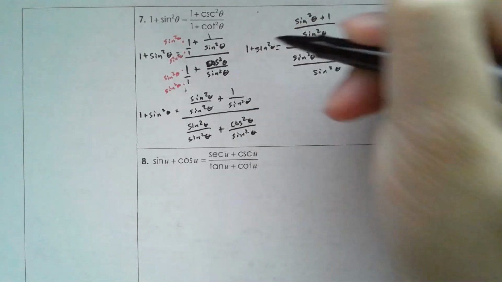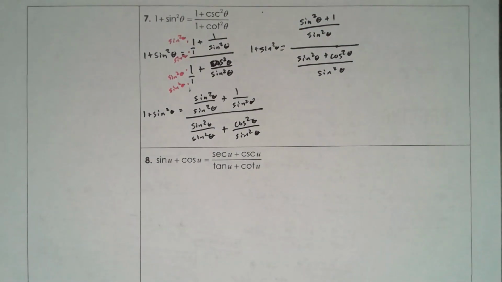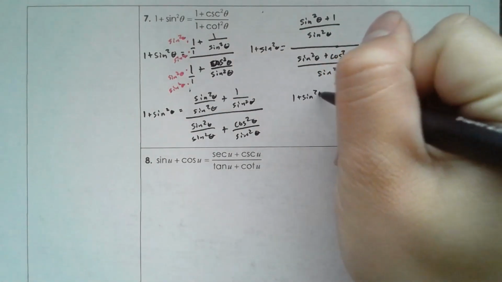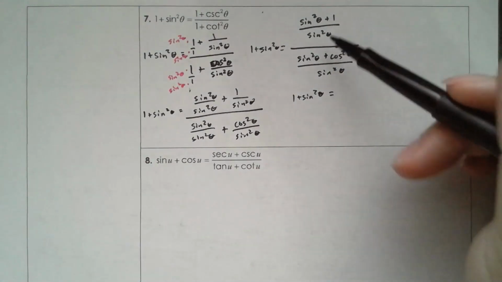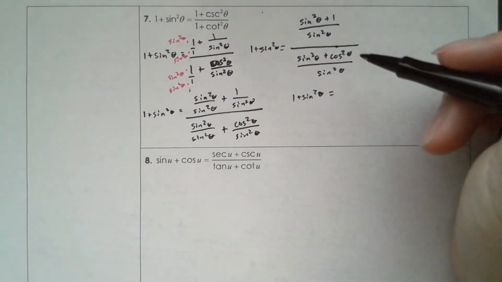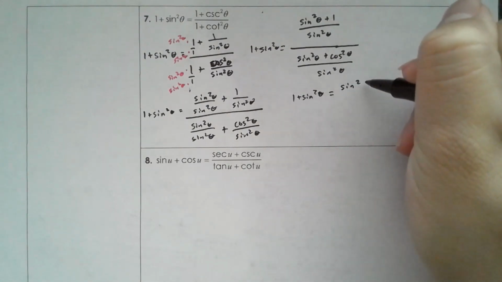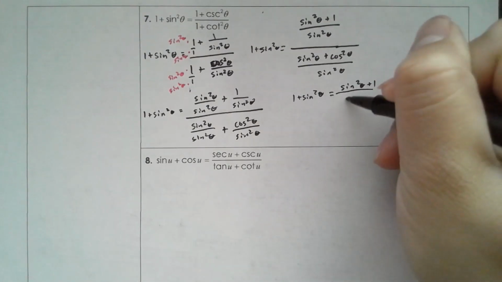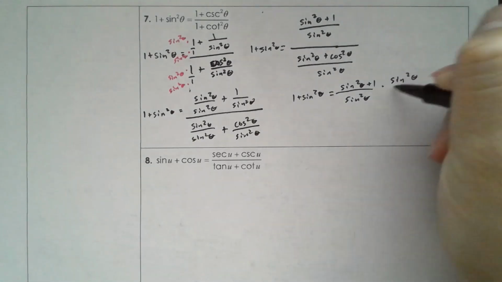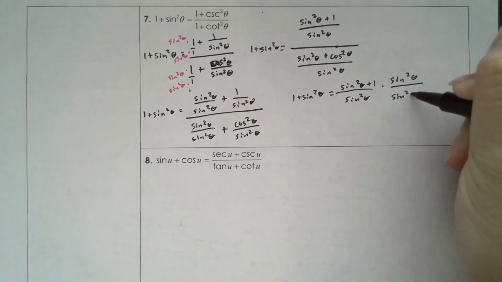Okay, for the right side then, there's my left side. Here's a complex fraction. Okay, this, hang on, I think it froze. Did it freeze? I'm not sure. There it is. Okay, this divided by this. Divide by a fraction, multiply by the reciprocal. Sine squared theta plus 1 over sine squared theta times sine squared theta over sine squared theta plus cosine squared theta.